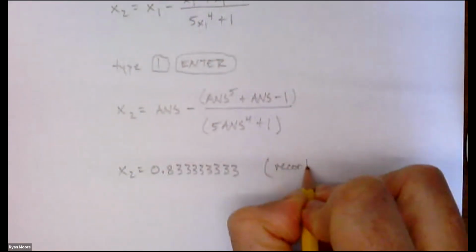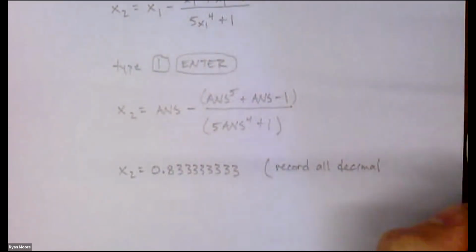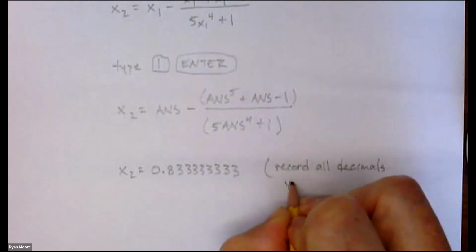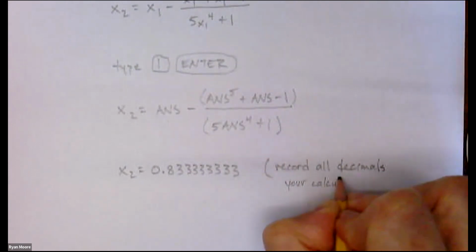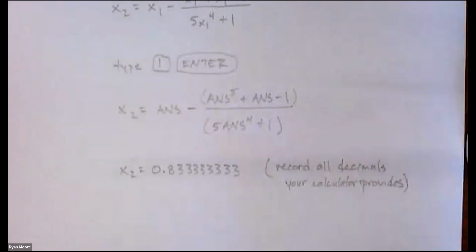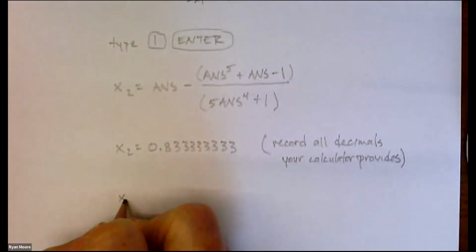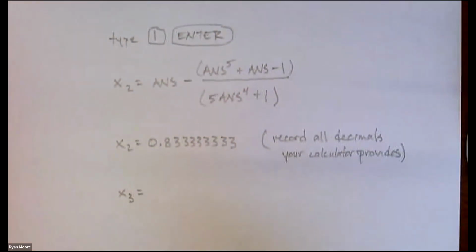Let's note this: record all decimals that your calculator provides. We like decimals. A lot of times, we usually prefer precise answers like 5/6. In this section, we like decimals because we're getting approximations. So I'm going to write down every value I see in the calculator. Now I'm going to be able to very quickly find x3.